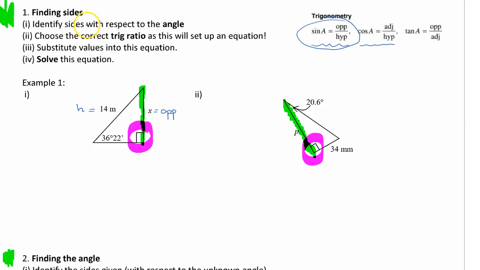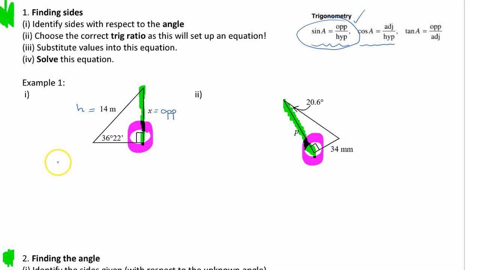Now, what does that do? We've identified them: opposite and hypotenuse. It allows us to go on to step 2, which is choose the correct trig ratio. Opposite and hypotenuse is involved here. It's the only time, because over here we've got adjacent and hypotenuse, and here we've got opposite and adjacent. The only time opposite and hypotenuse is involved is when we've got the sine ratio.